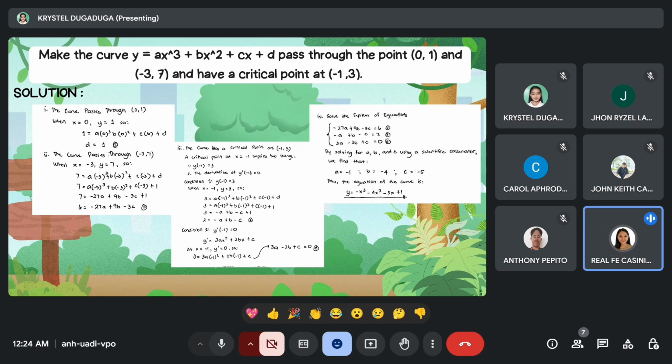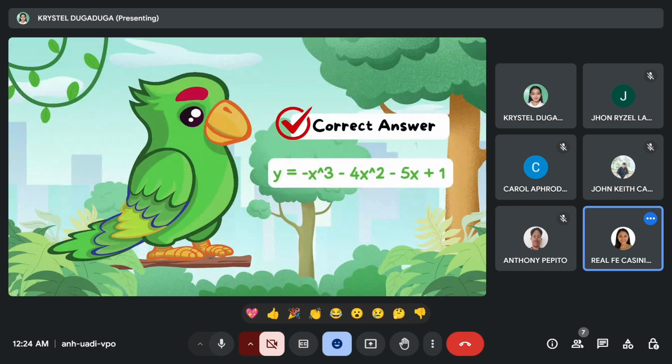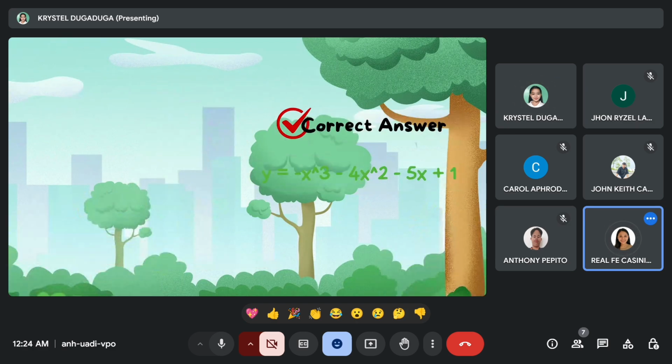So by solving for a, b, and c using a scientific calculator, we find that a is equal to negative 1, b is equal to negative 4, and c is equal to negative 5. And we have d from the given equation 1 that is equal to 1. So our equation of the curve is y equal to negative x cubed minus 4x squared minus 5x plus 1. Next.